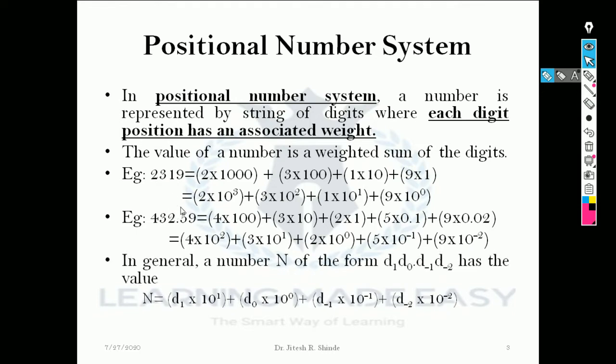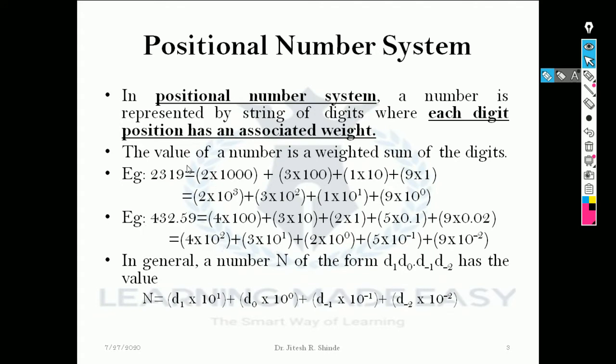These examples show that the decimal number system has a base of 10, which is why 10 has been written here. Each digit, as per its position, has an associated weight. That weight we express in the form of base to the power of some number. What is the weight of 2? The weight of 2 is 10 to the power 0. What is the weight of 3? The weight of 3 is 10 to the power 1. What is the weight of 4? The weight of 4 is 10 to the power 2.